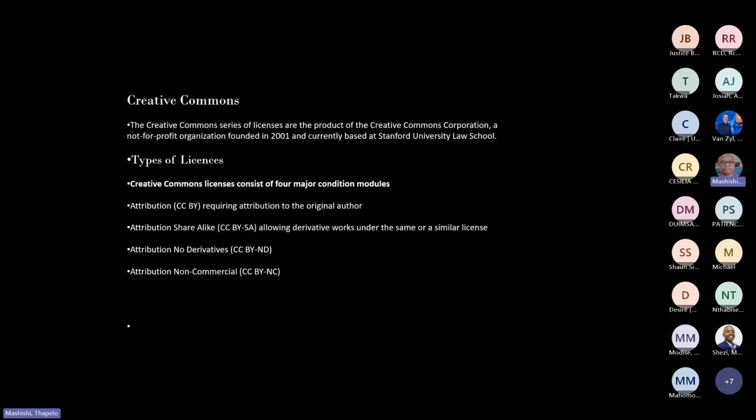Attribution, no commercial means you can attribute, but you cannot commercialize the work. Basically, you cannot sell the work. You actually have to make it available to others for free. Attribution, no commercial, share alike. This one is, I think, self-explanatory. You cannot commercialize the work, but you also have to share it using the same license. Attribution, no commercial, no derivatives. This one means there is no commercialization of the work, and you also cannot change it.